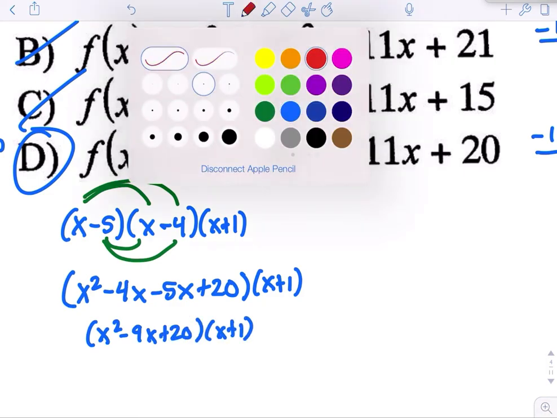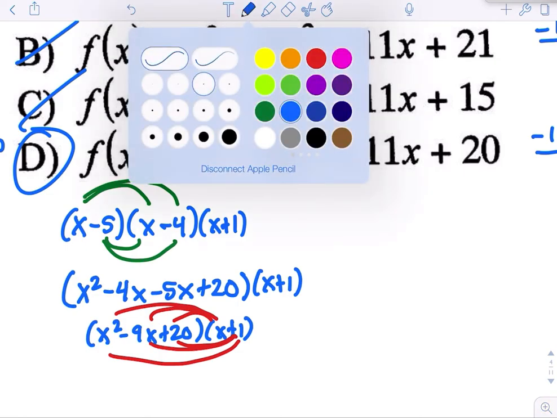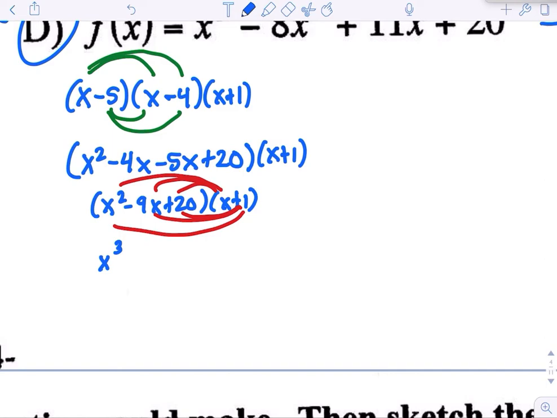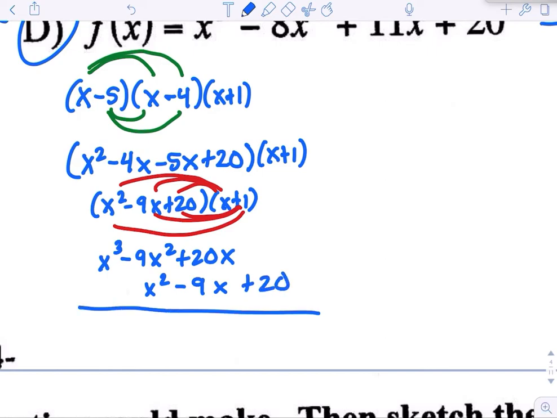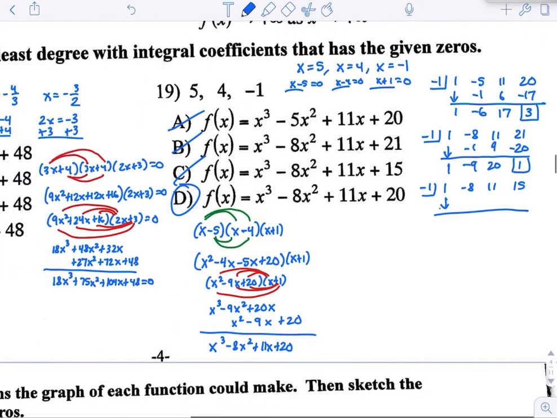And then you guys would just distribute this one to all of these for both. So x times x squared is x to the third. X times negative 9x, negative 9x squared. X times 20, plus 20x. 1 times x squared, x squared. 1 times negative 9x, negative 9x. 1 times 20, plus 20. X to the third minus 8x squared plus 11x plus 20, which also would have given you guys D.